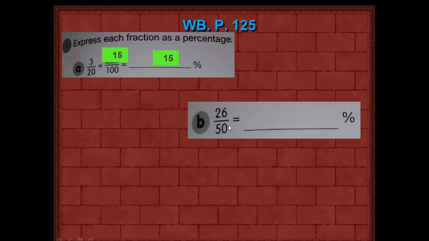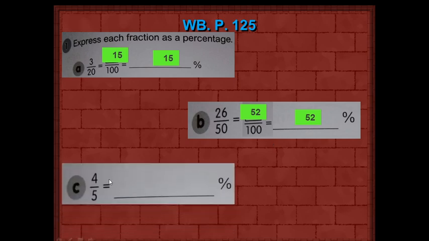Over 50. Okay, we must make the denominator become 100. So 50 times 2 equals 100. And then the numerator, 26 times 2 equals, yes, that's true, 52. So 52 over 100 equals 52%. It's easy, right? Now go on to part C, 4 over 5.